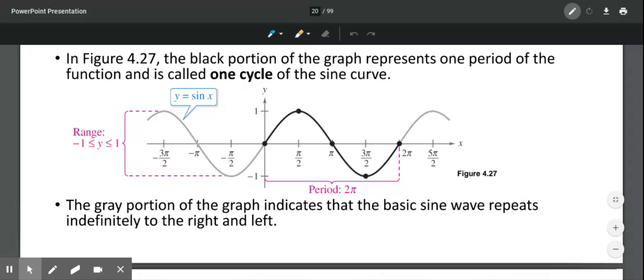So if you look at your sine graph, and remember your sine values are your y values on your unit circle, your sine graph has this point right here at 0, 0, right? And if you look at your unit circle, when your angle measure is 0, your sine value is 0. And then when your angle measure is pi over 2, your sine value is 1. And so that's why we have that point up there at 1. And then when your angle measure is pi, your sine value is 0. When your angle measure is 3 pi over 2, your sine value is -1. And when your angle measure is 2 pi, your sine is 0.